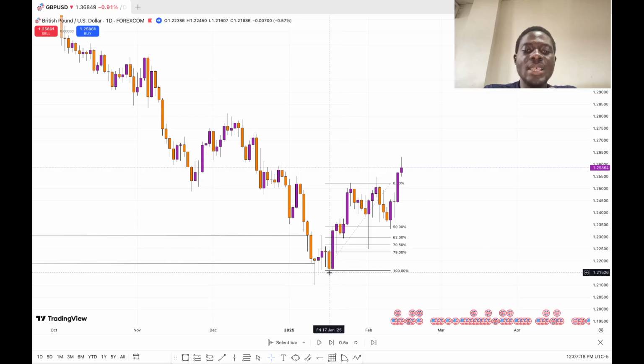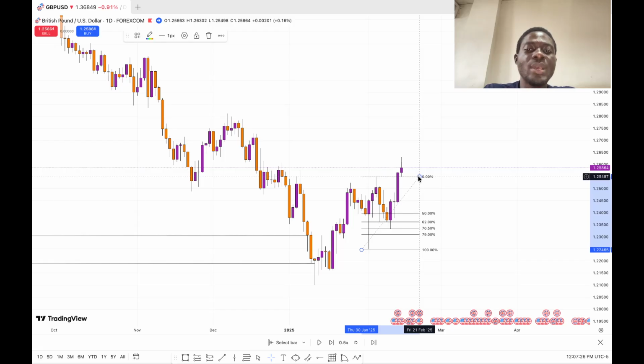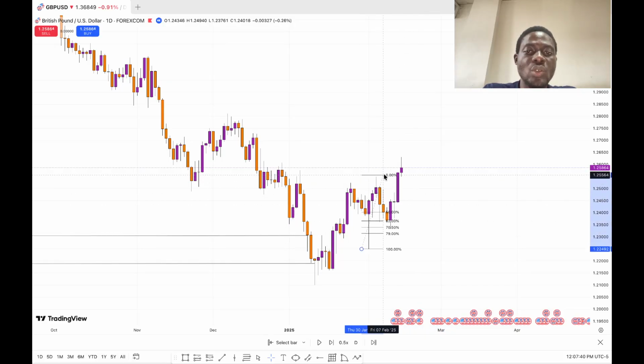Now what again? We've seen that price moves from old highs to old lows, and when price moves sharply from a certain point, that means market makers are trying to push the price in that direction. So here again, we measure this leg from this low to this high.